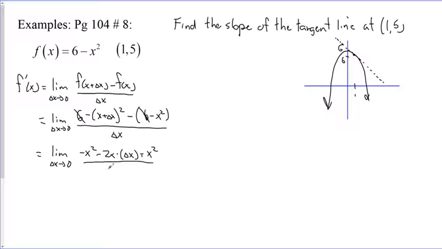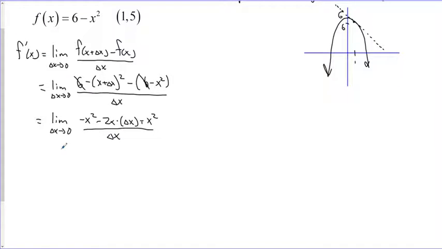And then it'll still all be over delta x. All right, so my x squareds cancel. And so I'll have the limit as delta x goes to 0 of negative 2x times delta x, all over delta x, and I know that those things cancel. And so now I have a limit as delta x goes to 0 of just negative 2x.